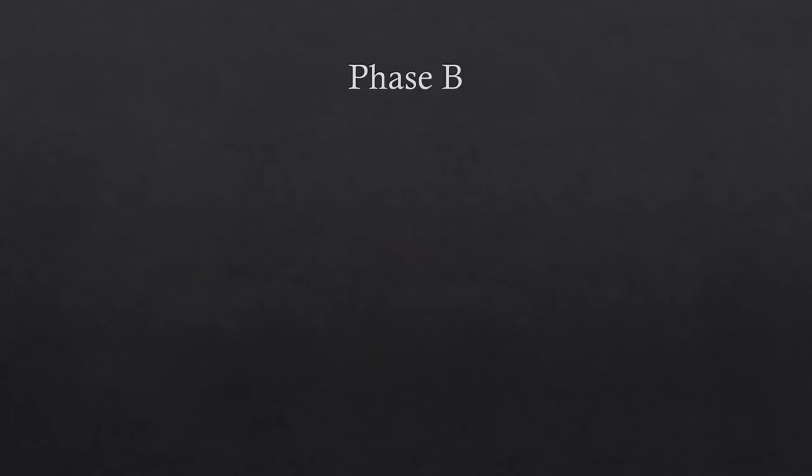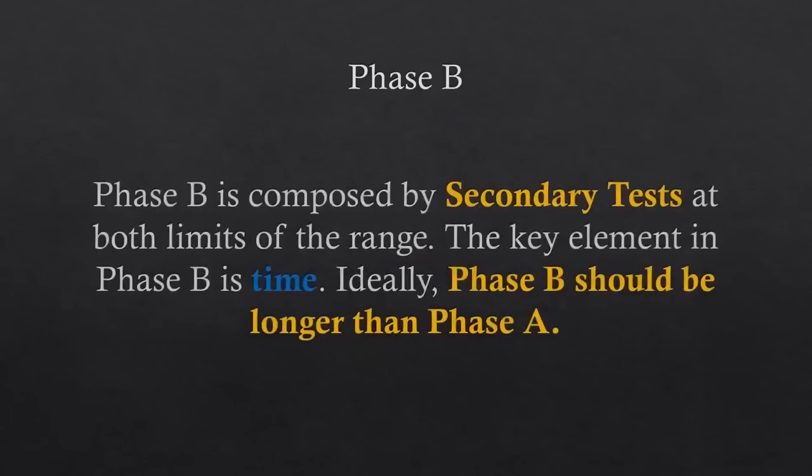Phase B can be a challenge because it is composed of successive secondary tests at both limits of the range. That's a challenge because these secondary tests might easily be mistaken for a breakout of the range, so it's key to pay attention to effort and results at the upper and lower limits of the accumulation or distribution processes.